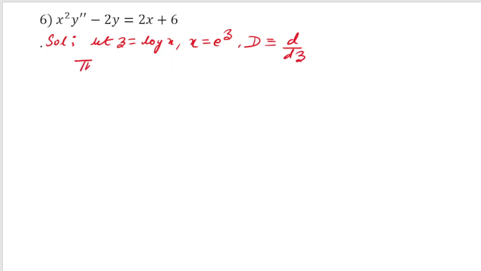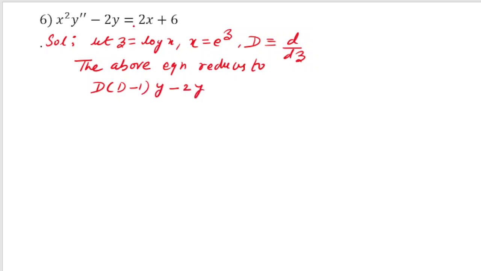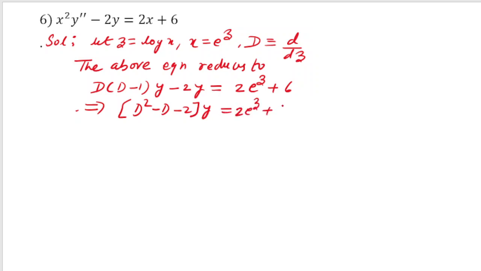So the above equation reduces to what? x squared y double dash becomes D(D minus 1)y, minus 2y, and there is no y dash term here, and then it will be 2x, which is e to the power z, plus 6. So this expression becomes (D squared minus D minus 2)y is equal to 2 e to the power z plus 6. Now we know how to solve it, so let us proceed.